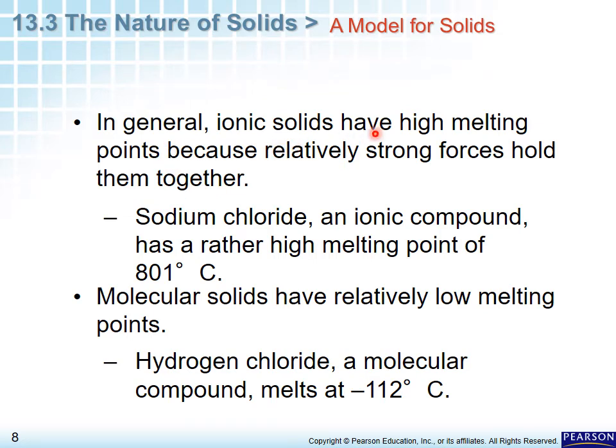Now, in general, ionic solids have high melting points because relatively strong forces hold them together. Sodium chloride, an ionic compound, has a rather high melting point of 801 degrees Celsius. Molecular solids have a relatively low melting point, such as HCl, hydrogen chloride, a molecular compound that melts at negative 112 degrees Celsius. So you can see the difference. Why is it so? Because ionic compounds have stronger electrostatic forces, and here there is only weak hydrogen bonding.